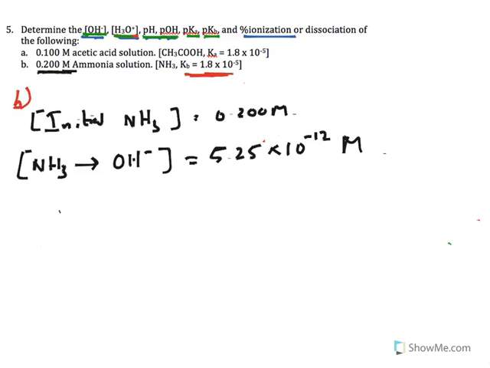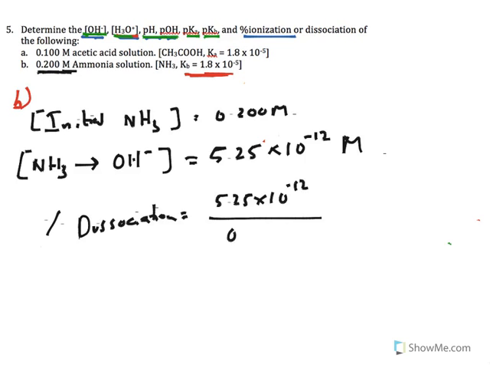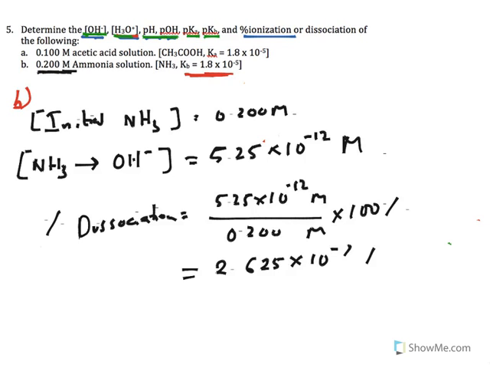Now, a percent dissociation or ionization value is going to be equal to 5.25 times 10 to the power of negative 12 over 0.200 times 100%. That will give us a final value of 2.625 times 10 to the power of negative 9%.